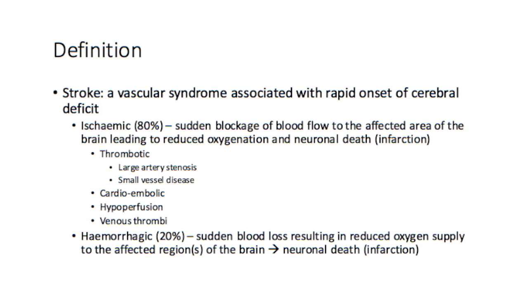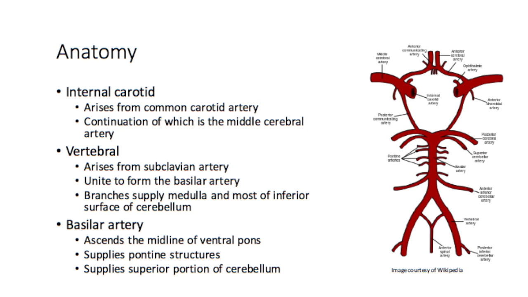Now, before we talk about the pathogenesis of stroke, it's important to discuss very briefly the anatomy of the vasculature. So the internal carotid is an important source of blood supply to the brain, and it arises from the common carotid artery. And the continuation of the internal carotid is the middle cerebral artery. The vertebral artery arises from the subclavian artery, and that unites to form the basilar artery. Branches of the vertebral artery supply the medulla and most of the inferior surface of the cerebellum.